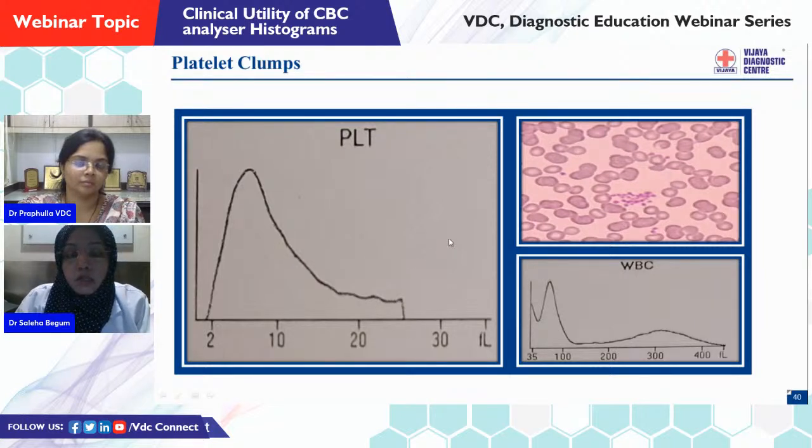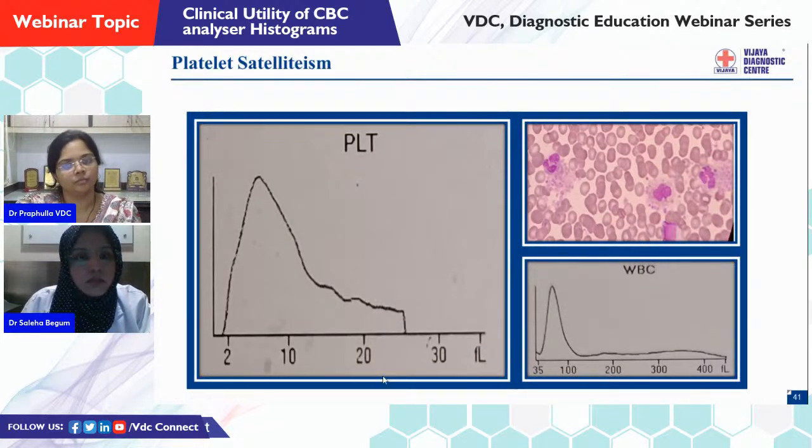But another clue to the platelet clumps you can see in the WBC chamber, where the lymphocyte peak is not starting at the baseline. Instead, it is starting somewhere in the middle, as you can see here. One such cause I discussed earlier for such a peak is an NRBC. Now here in this case, it is a platelet clump, which is very much logical here also. So we have to interpret these graphs in relation to other cell populations also, not only a single cell, like in this case.